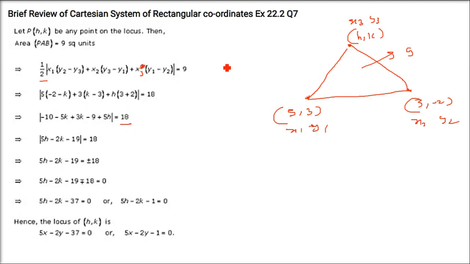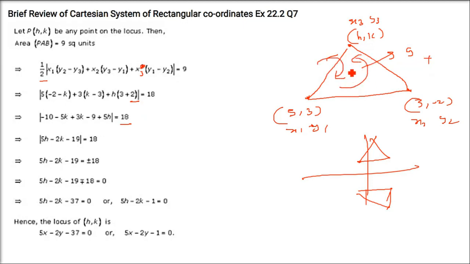Now the area can be positive or negative. I'm not saying the area will be negative, I'm saying the expression can be negative, because the triangle can be like this, the triangle can be like this. So you may get the value in negative. That is why we have the modulus. So it can be 18 also, it can be minus 18 also. We have to cater to both of these options, plus 18 also and minus 18 also.